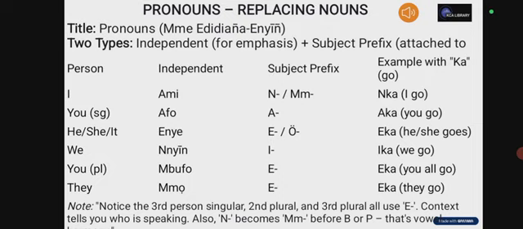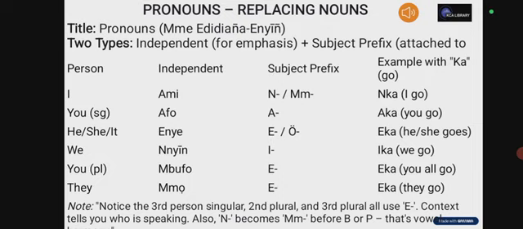Examples are omi for I or me, afo for you singular, any for he, she, or it, nine for we, beautiful for you plural, and mmo for they. You use this when you want to stress the person. Omi, nikoyura means as for me, I am going to the market.